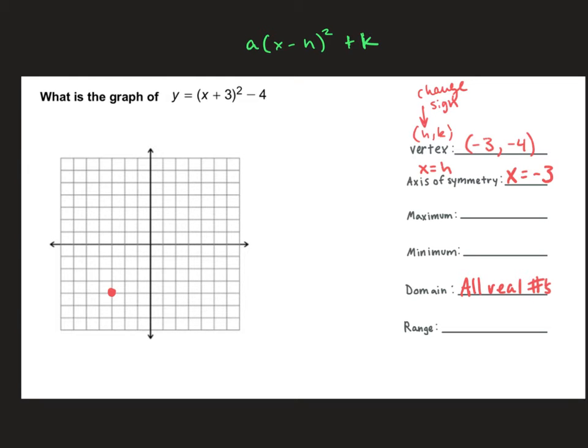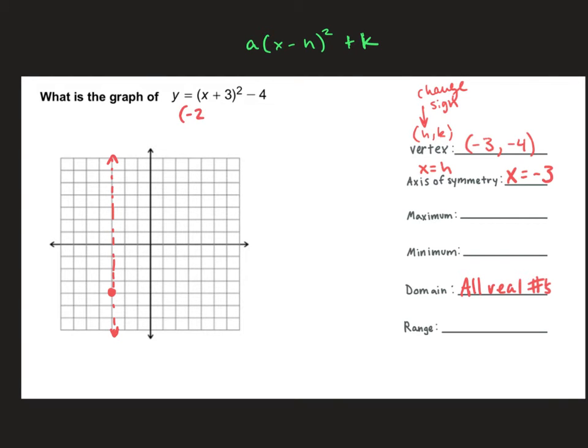So how do we find another point here? We don't always plug in 0. We want to plug in something as close to the axis of symmetry as possible. So what's something close to the axis of symmetry? If our axis of symmetry is -3, what's close to that? -2. So let's plug in -2.